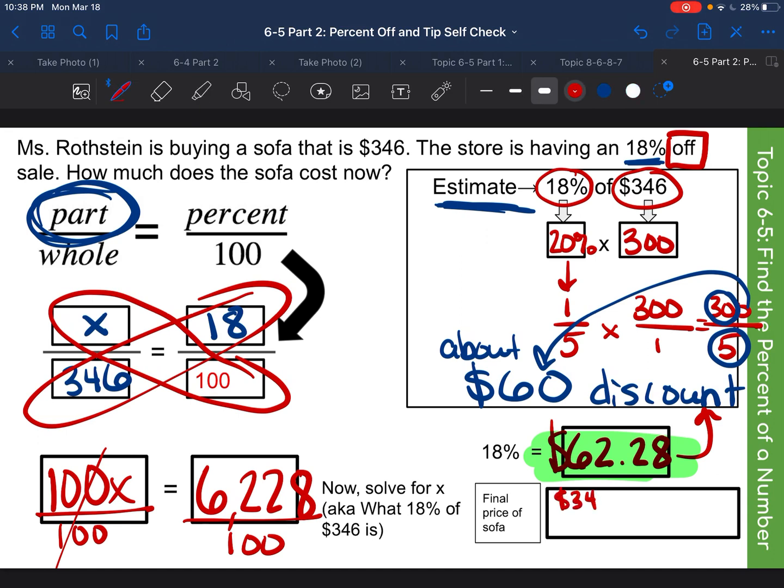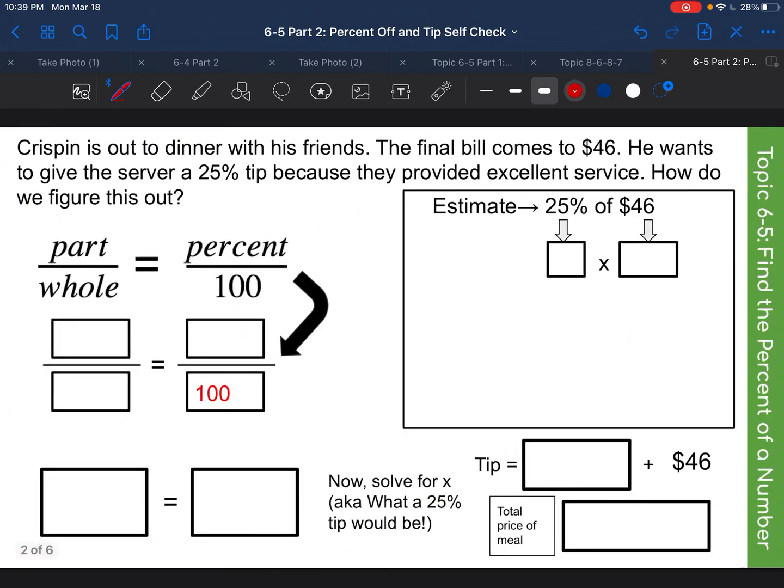So we would do 346 minus 62.28, and we would end up getting $283.72. That is the total price of the sofa. So just know, whenever you're doing discounts, you're finding that part, but then you're subtracting the part from the total price. Let's look at another example.